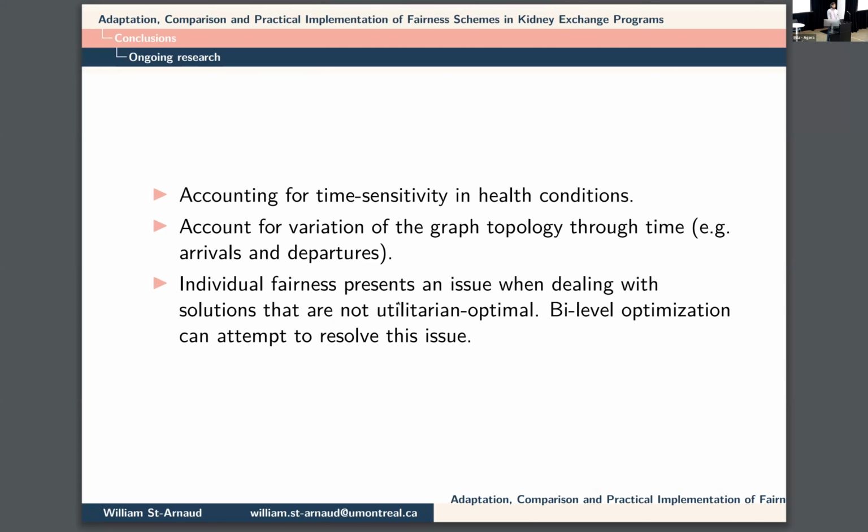I didn't go into detail about that, but there's an inherent weakness of this approach. It's not well suited to multi-objective optimization. Basically, if you have, let's say, the empty exchange plan, where you perform no transplants at all, according to that fairness objective, that would be good. But it makes no sense to consider the empty exchange plan. So in order to tackle that problem, we have come up with a bi-level optimization approach to solve this issue. And that's all I have for you today.